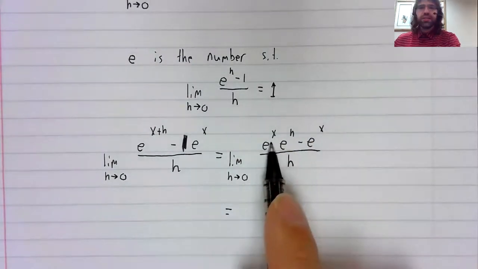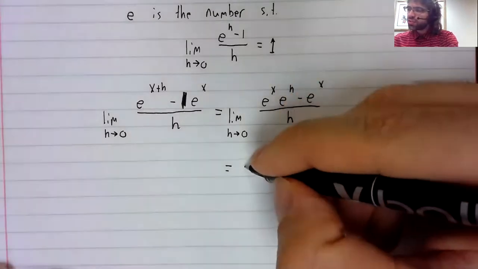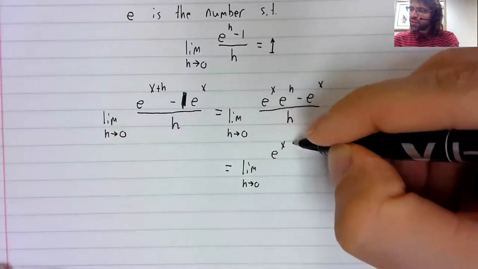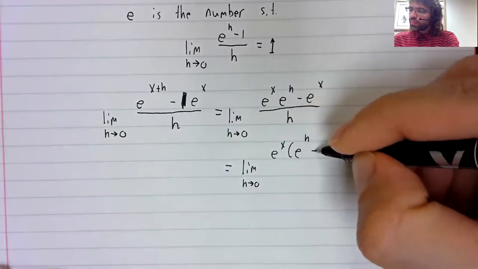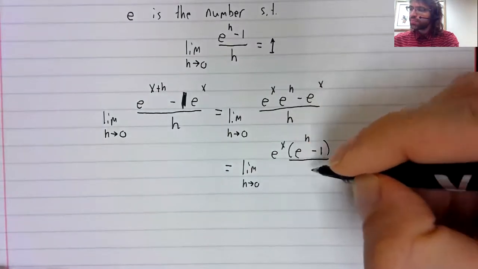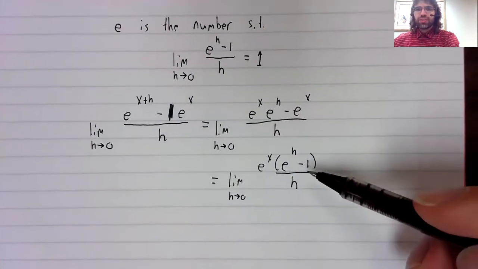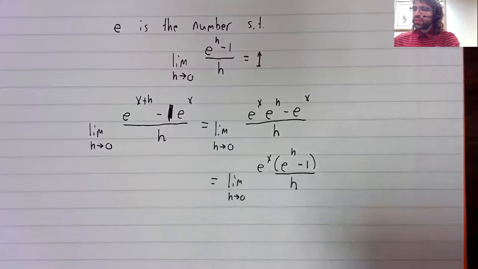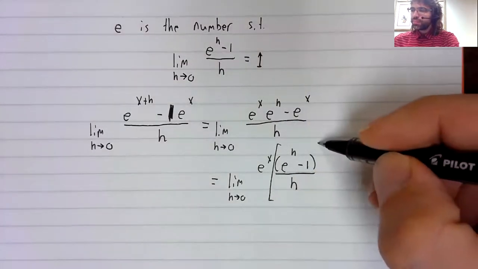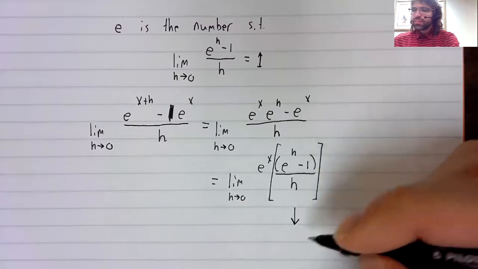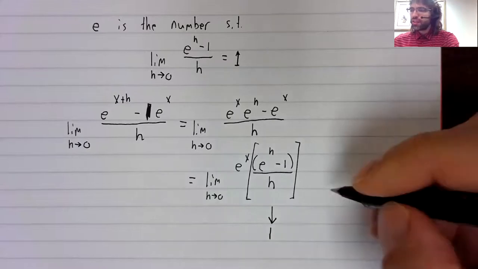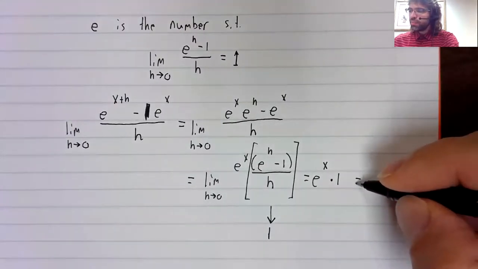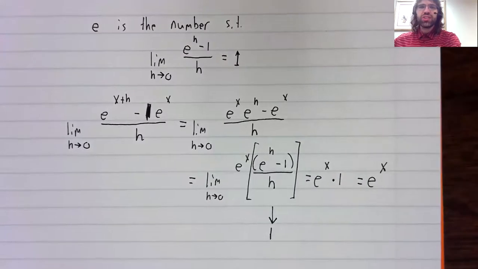And we see an e to the x and another e to the x. We'll pull e to the x out. And now this e to the h minus 1 over h should look familiar as h is going to 0. This is going to 1. And this limit is e to the x times 1, which is e to the x.